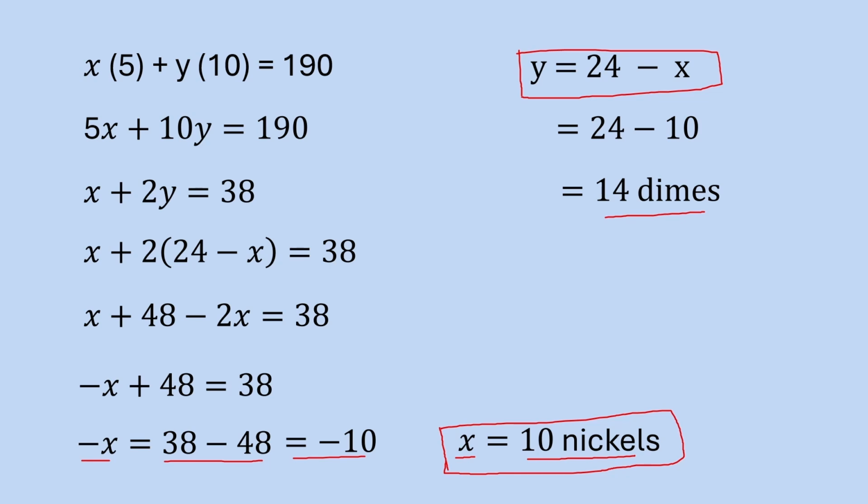So here this math problem is solved. But if we want to verify our answer, then we can put our values in this equation. X multiplied with 5 plus y multiplied with 10. 5 means 5 cents and x is equal to 10, so we have 10 nickels. 10 times 5 is equal to 50, plus y multiplied with 10. Here 10 is 10 cents and y is the number of dimes, which is 14. 14 times 10 is equal to 140. So 140 plus 50 is equal to 190. Our answer is right. This is just information on how we can verify our answer.